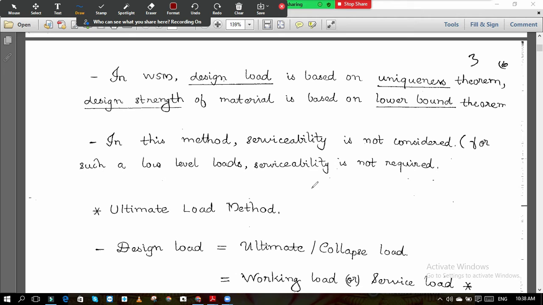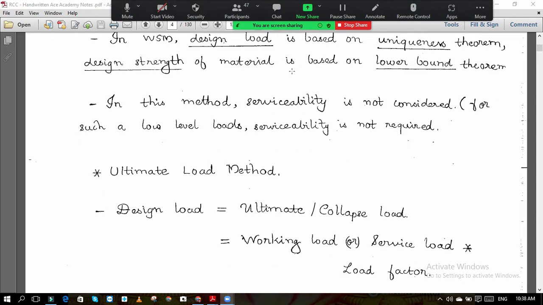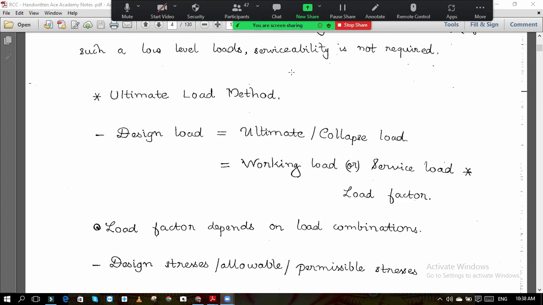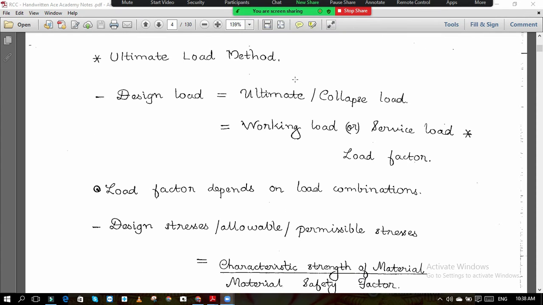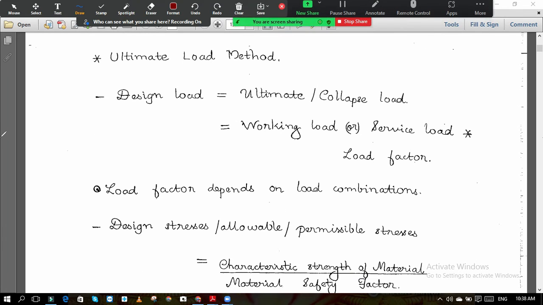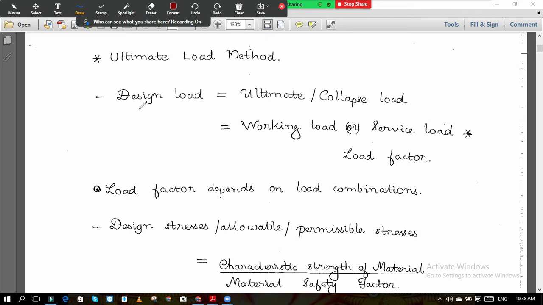Okay, so now the next point here is the ultimate load method. So in the ultimate load method, design load is calculated as, or it is known as, ultimate load or collapse load. Okay, so here it can be calculated as working load into load factor, ultimate load. What is the working load? You multiply that by load factor. Here load factor is considered.